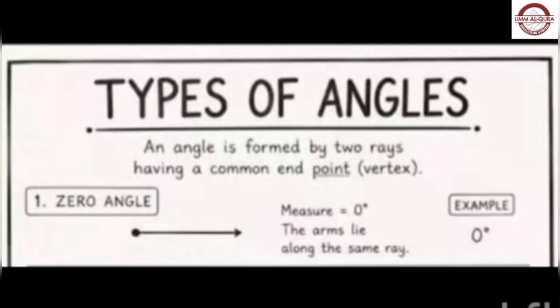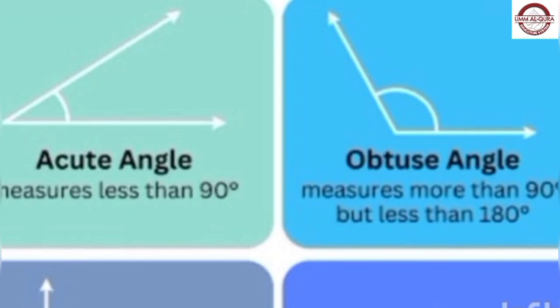Types of angles. Zero angle measures 0 degrees. The arms lie along the same ray. Example is 0 degrees. Next type is acute angle, which measures less than 90 degrees. Next, obtuse angle measures more than 90 degrees but less than 180 degrees.